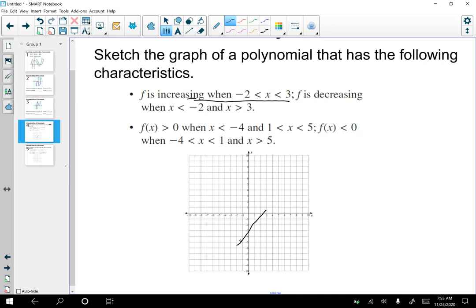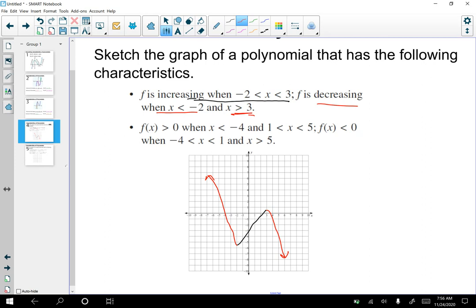-2 to 3, increasing. Now, f is decreasing wherever x is less than -2. So everything to the left of -2 is going to be decreasing. All right, at -2 we have that turning point. And wherever x is greater than 3, so from 3 to infinity, it's going to be decreasing.